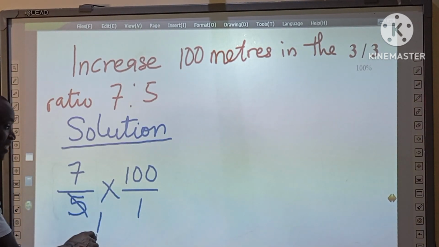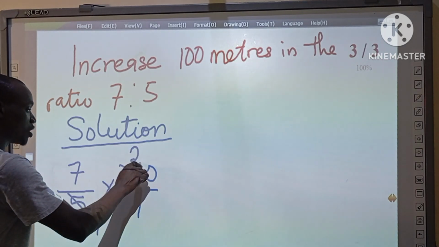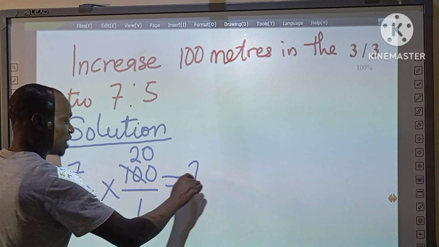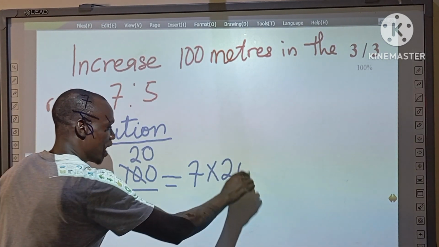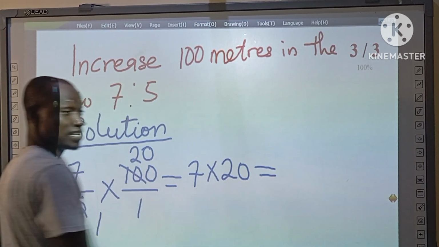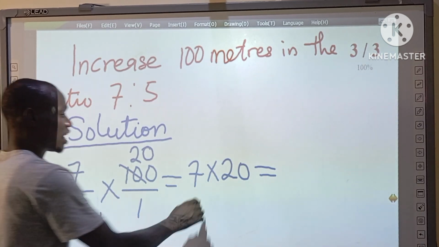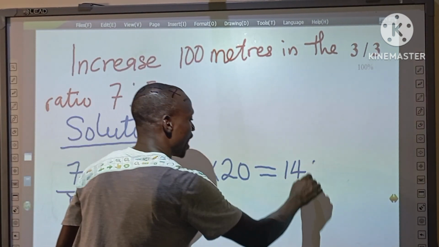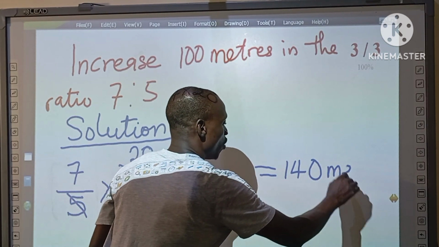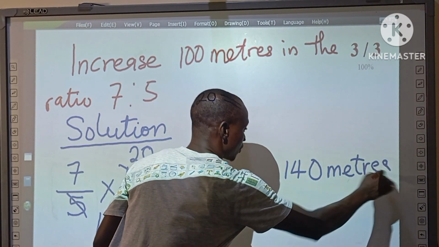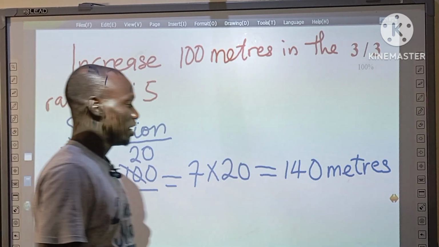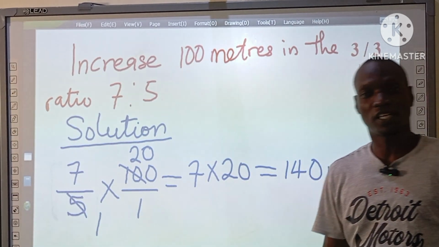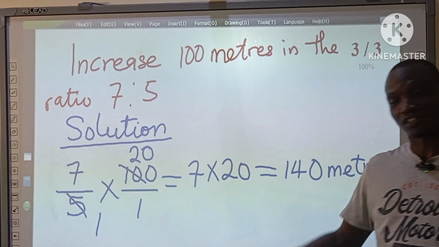5 here, 1. 5 in 10 gives me 2. I simply add my what? 0. This gives me 7 times 20, which is as easy as ABC. 7 times 2 gives me 14, and I add my 0, which gives me 140 meters. This is as easy as ABC. Math is actually easy peasy, lemon squeezy, pizza cheesy, Dominion pizzas. I know most of us like pizzas.